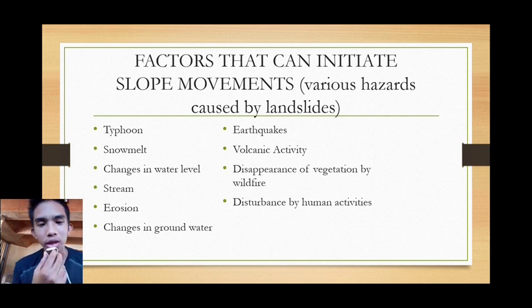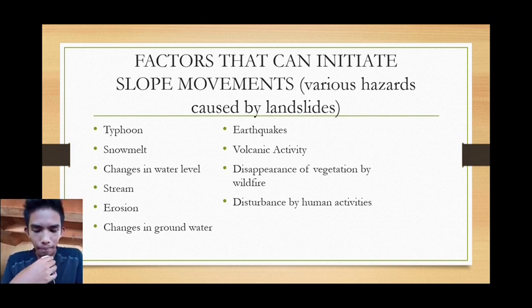Next is snow melt, or the melting of snow. Changes in water level, stream erosion, changes in groundwater, and also earthquake. Volcanic activity, disappearance of vegetation by wildfire, disturbance by human activities such as mining, cutting trees, deforestation, and etc.